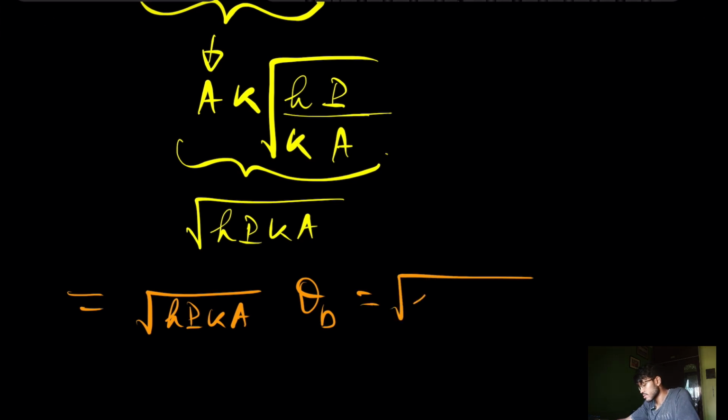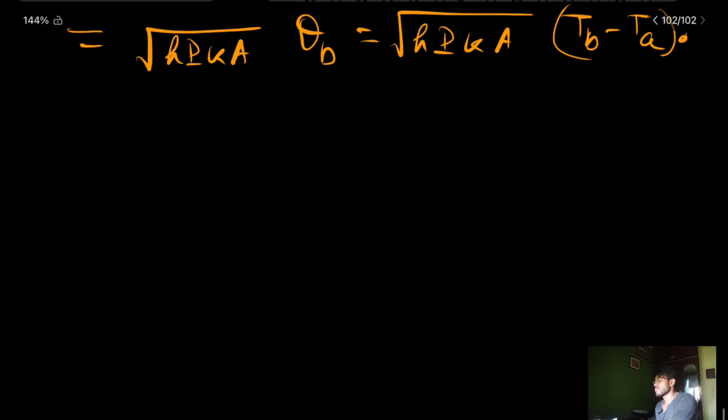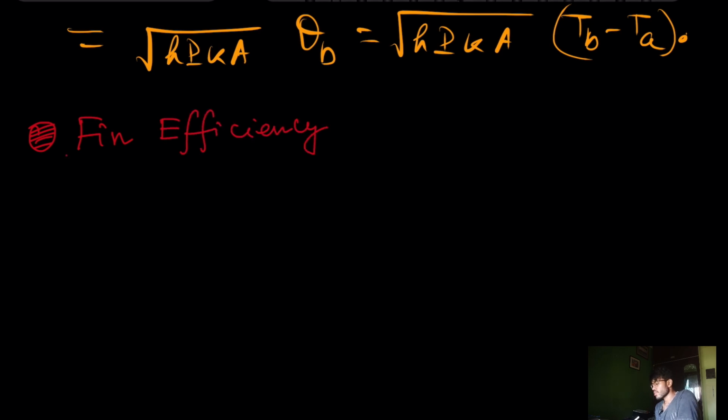That means hpka into tb minus ta, okay. And so this was the thing for the long fin case, okay. Now let me define the very important parameters. The one is fin efficiency, okay, fin efficiency.